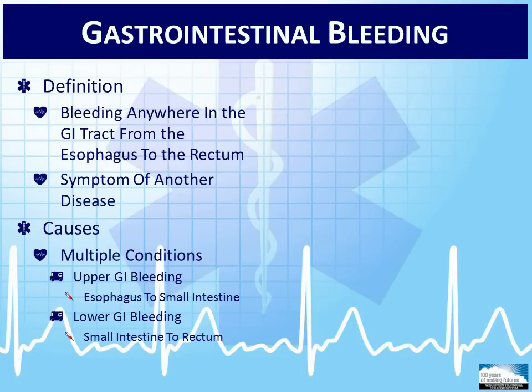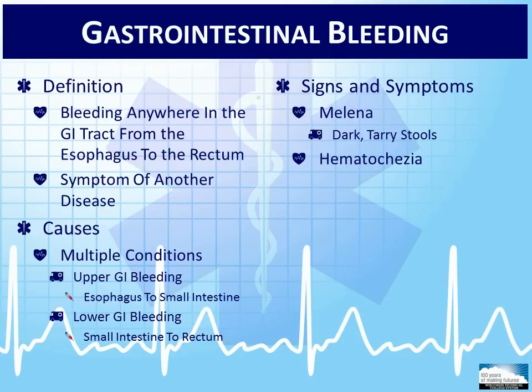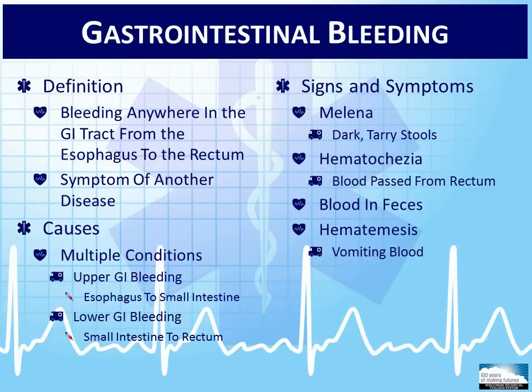Causes for lower GI bleeding include colon cancer, diverticulitis, ulcerative colitis, or hemorrhoids. Signs and symptoms may include melena, dark tarry stools, hematochezia, the passage of fresh blood from the rectum, bloody streaks in feces, or hematemesis, vomiting of blood. Coffee ground-like emesis may be noted, and rectal bleeding may be dark or bright red, depending on where the bleeding is in the GI tract.